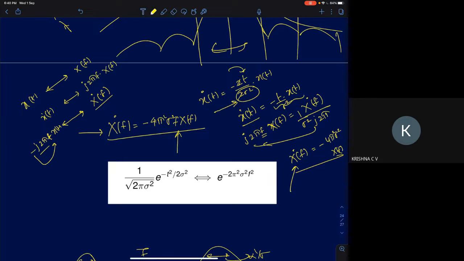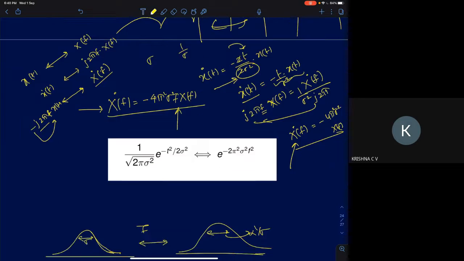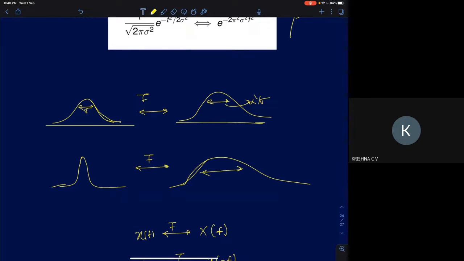By this, I can argue the Fourier transform of a Gaussian will also be a Gaussian, but its variance will be 1 by the variance in time. It's frequency domain, right? So if you have variance in time, sigma has units of time, then in frequency domain it will be proportional to 1 by sigma. Not exactly 1 by sigma, but proportional to that. So if you have a Gaussian function with a variance sigma in time domain, in frequency domain also you will get a Gaussian, but here the variance will be proportional to 1 by sigma square.